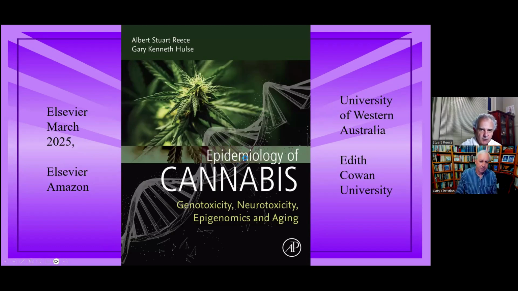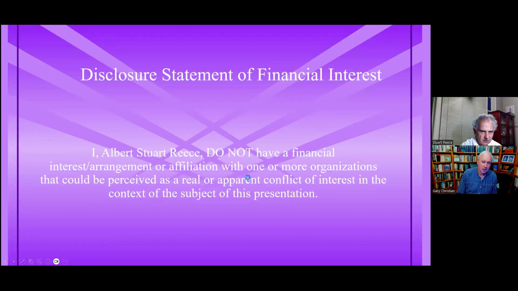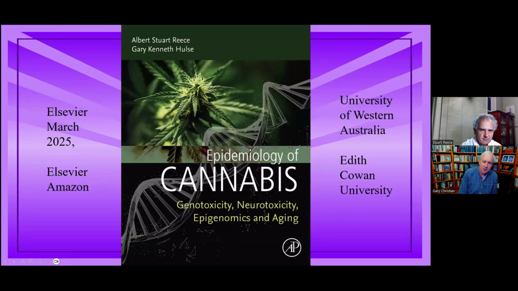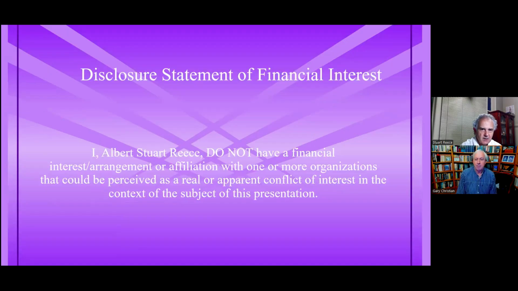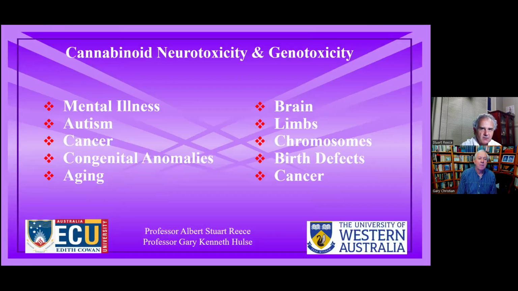And this is our book, Epidemiology of Cannabis, which will be out shortly, which discusses it all in detail. It was due in March originally, but has been delayed a little. There are no particular conflicts of interest to declare. So we're talking about cannabinoid neurotoxicity and genotoxicity. We've talked about mental illness, autism, cancer, congenital anomalies, and aging.